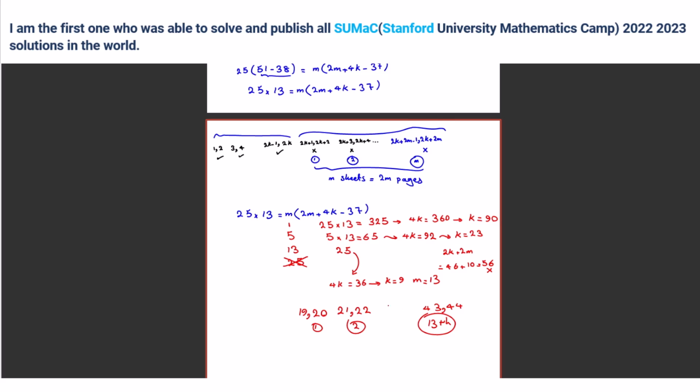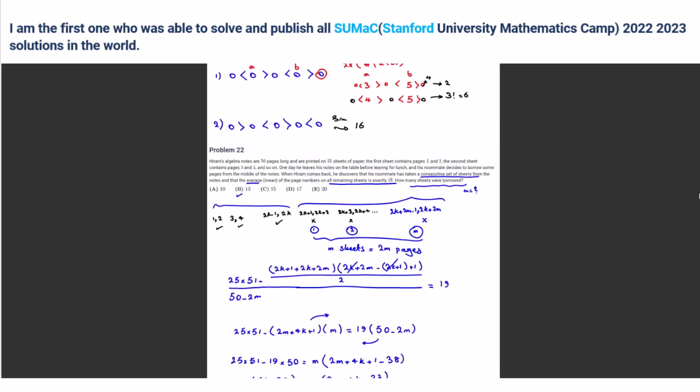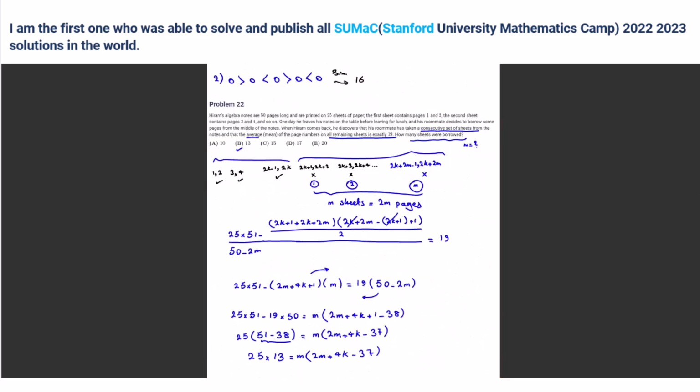And we don't have any contradiction. Also, we can check. Because it is our only answer, it will be correct. So it says what? M is what? M is 30. Good job.